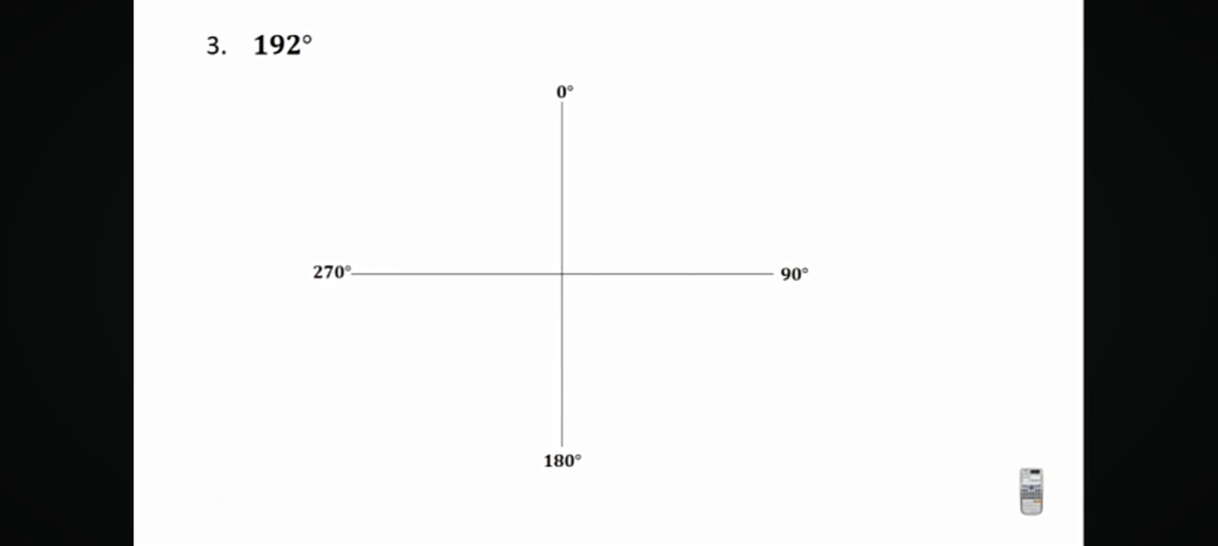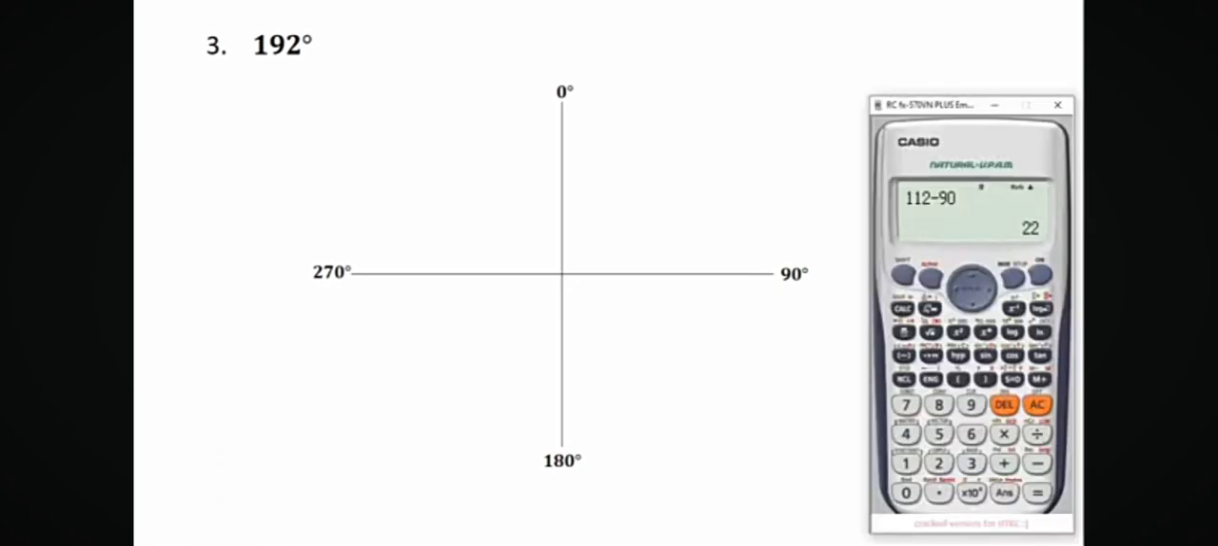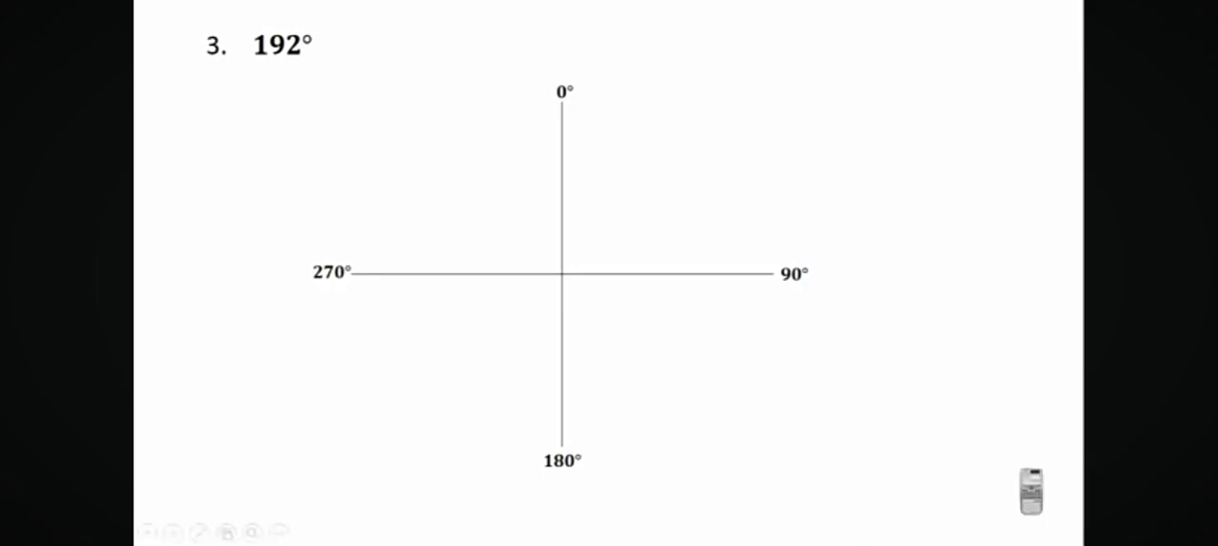And how do we find that? That is going to be 192 degrees minus 180 degrees. And that will be 12 degrees. What that means is that if we add 12 degrees to 180 degrees, you get 192 degrees. So you will measure 12 degrees from 180 degrees. You draw a line through it, then you indicate it as 12 degrees.